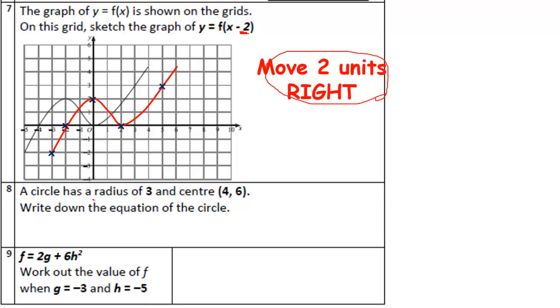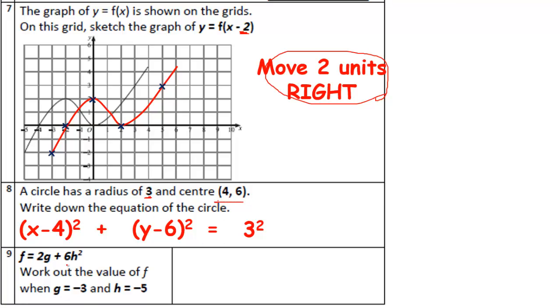Question 8. A circle has radius 3 and center 4, 6. If you remember this from the last time, and this is a fact that you just need to commit to memory, I'll have x minus 4 all squared plus y minus 6 all squared, and that's going to be equal to 3 squared. So this is the equation of a circle. I know the radius and I know the center of the circle. Pretty straightforward facts there.